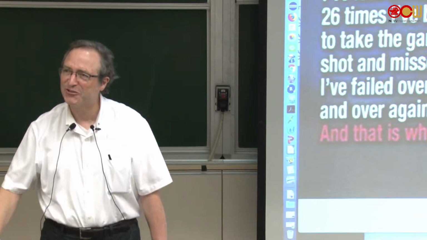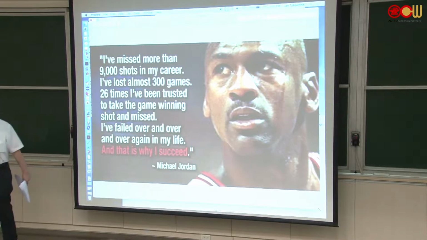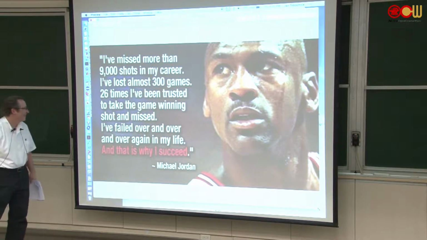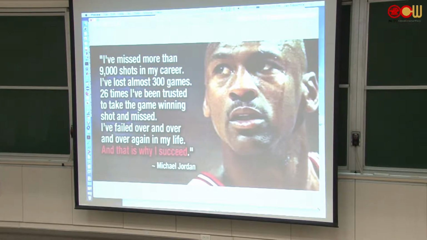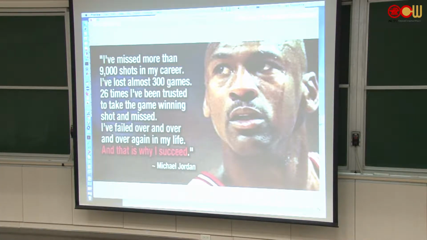Everybody know who Michael Jordan is? Famous basketball player. He's missed more than 9,000 shots in his career. Lost almost 300 games, 26 times. I don't know if he really kept track, but 26 times he was trusted to take the game-winning shot and missed. He's failed over and over and over. And that is why he is successful.